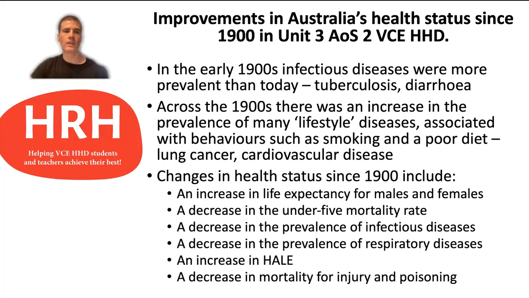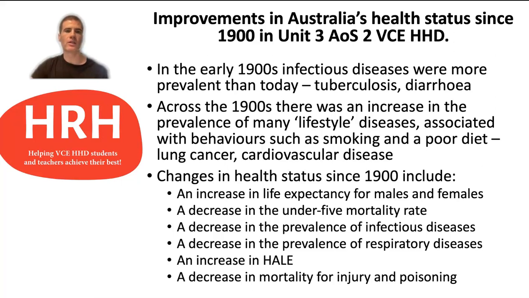So this video is focusing on Australia's health status since 1900 and how that has improved. Obviously when we're talking about health status, we're talking about terms such as life expectancy, mortality and morbidity. You would have covered those in Unit 3 Area Study 1, but this is the first key knowledge point in Unit 3 Area Study 2.